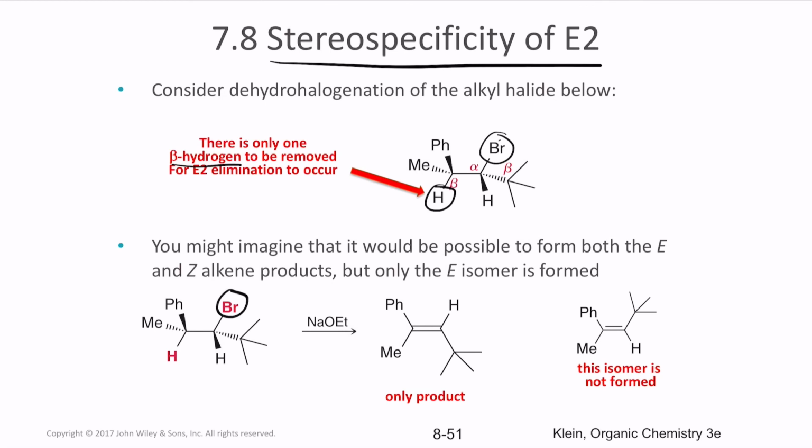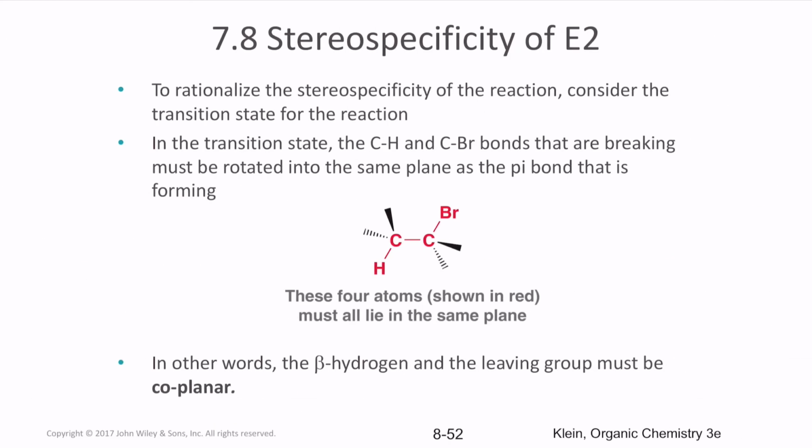If both the halogen and the hydrogen are on the same plane, then the reaction will occur easily and it creates the product that it needs to create. So this is the stereospecificity of this reaction. Here the beta hydrogen and the leaving group should be coplanar.